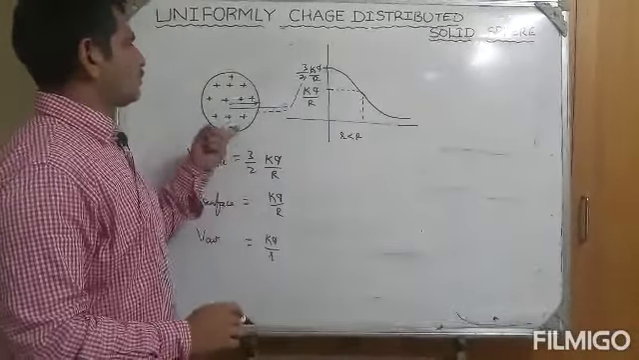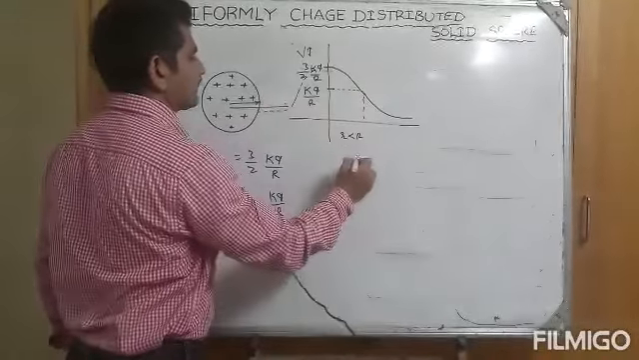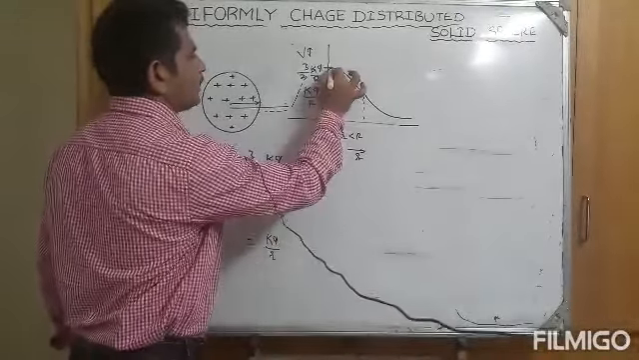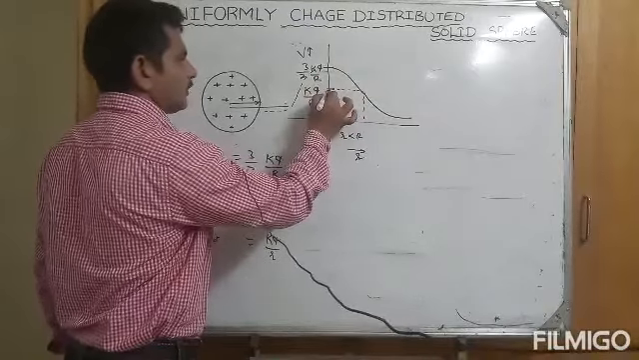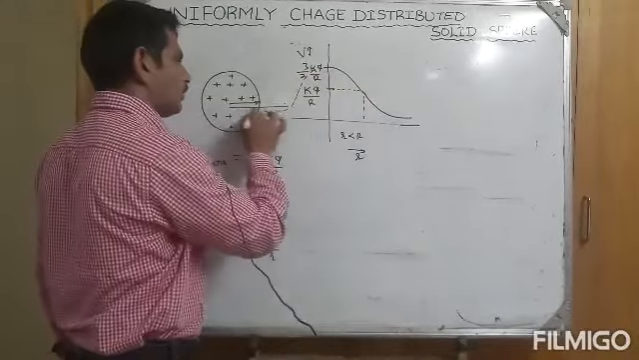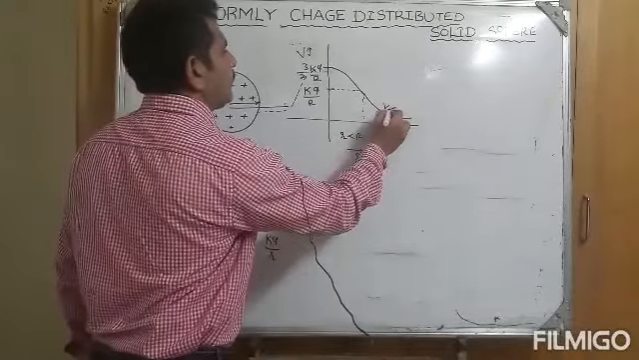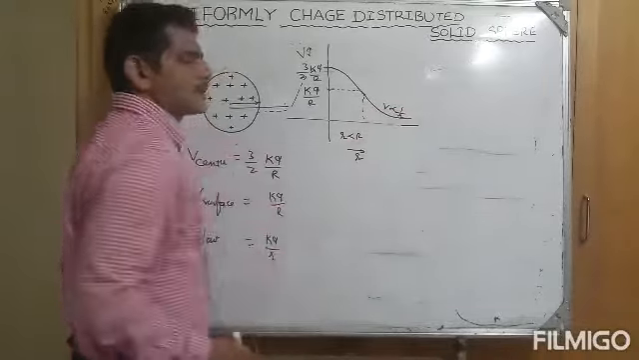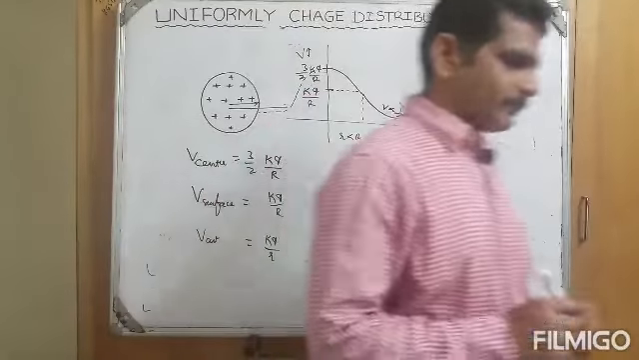Uniformly charged distributed solid sphere, potential and distance. Inside, at center it is 3 by 2. At the surface it will fall down to kq by r. After that, going away from the surface, V is proportional to 1 by r. Understand? So this is the graph we have to follow. Right. Thank you.